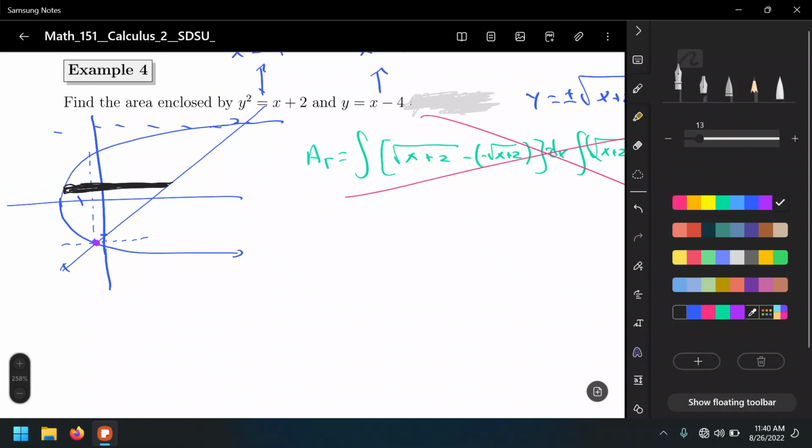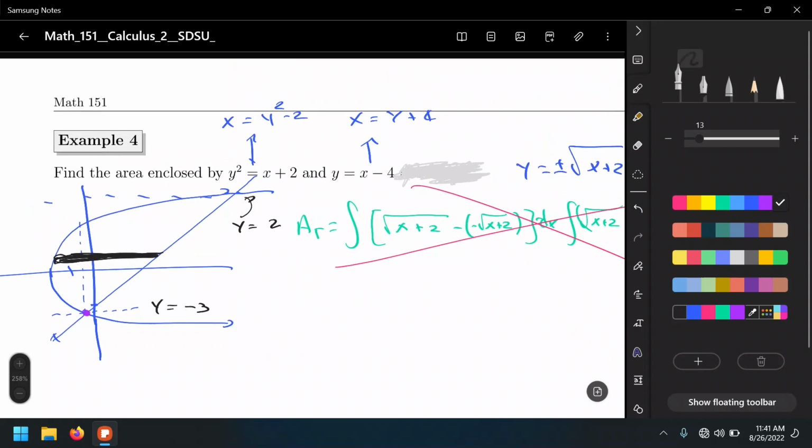I really don't want to spend the same time finding the points of intersection. I'm just going to give you these points of intersection. That's y equals -3 and y equals 2. We already did this, solving the equation a few times. You can verify that later. Put the two equations in terms of y together, and that should give you these two points of intersection.